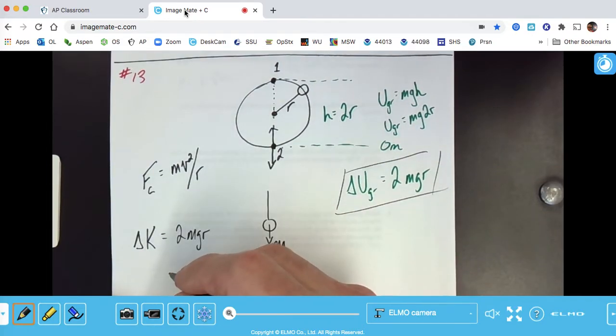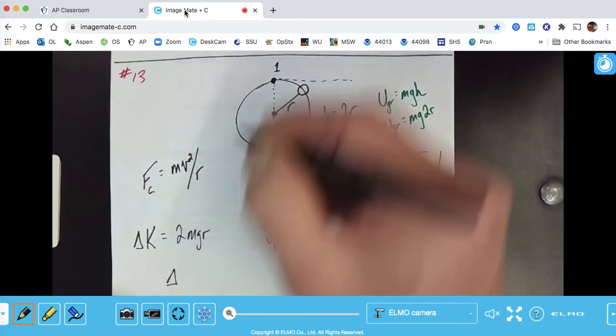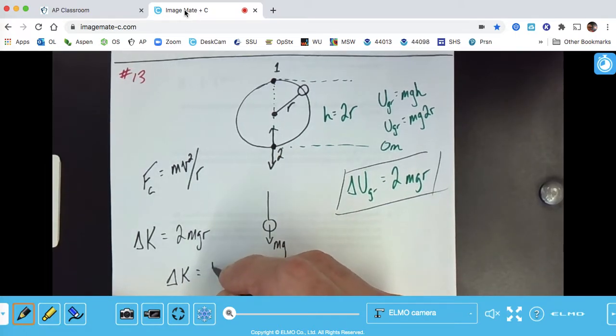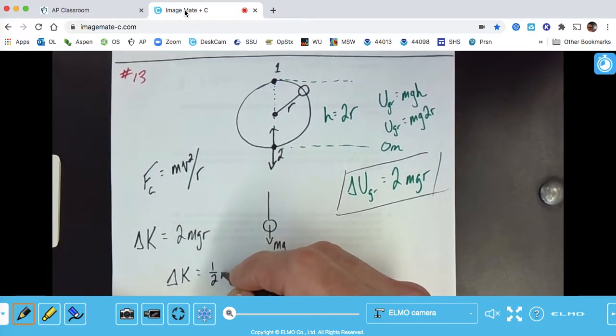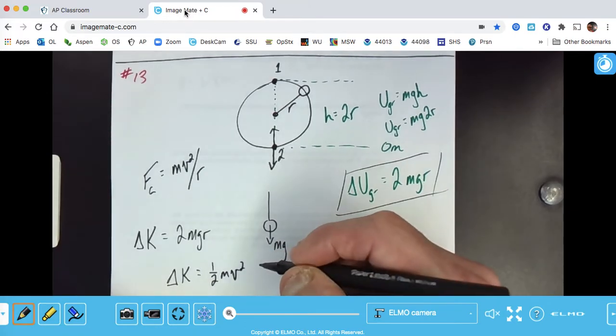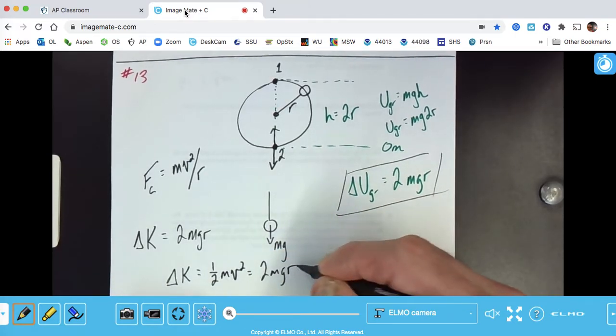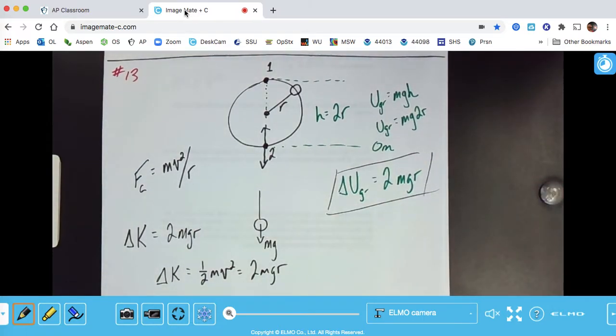And so that means that the change in kinetic energy, the energy went up. It already had some, but the energy went up. The change in kinetic energy is equal to 1/2 mv squared, which is equal to 2mgr. Let's see if this gets us anywhere here. Yeah, I think it should.